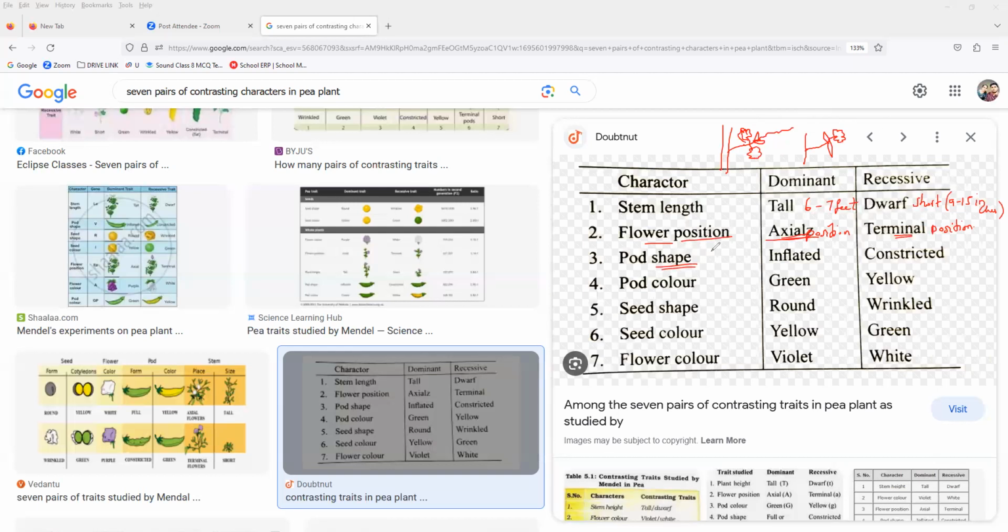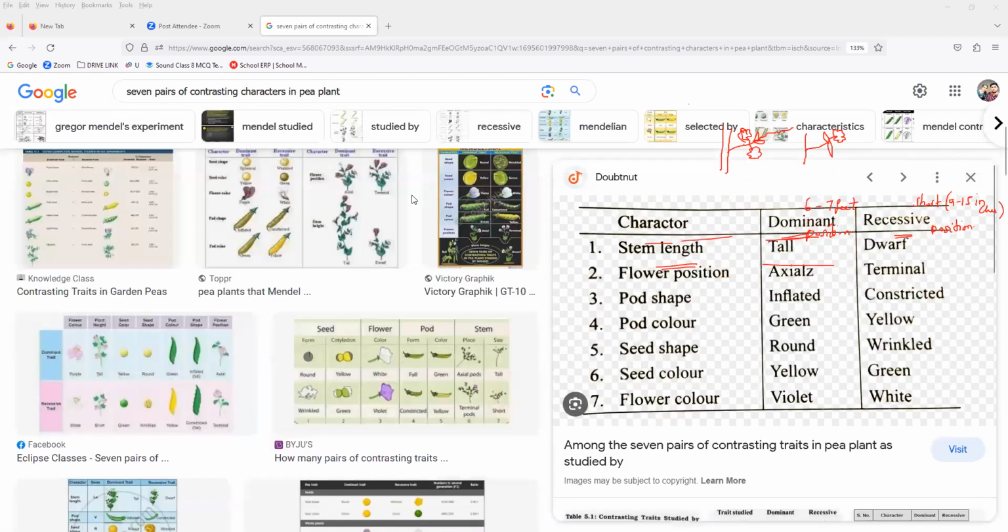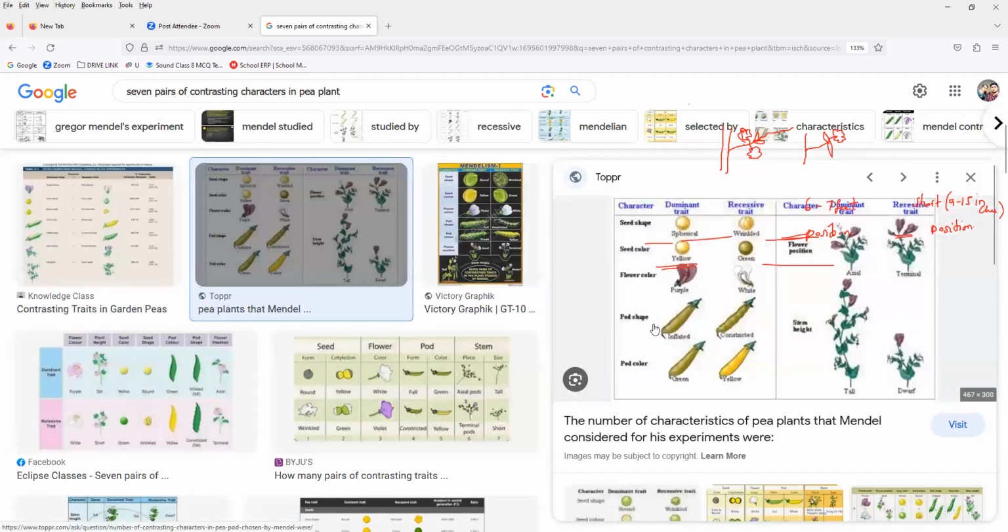Next, pod shape. Pod shape means inflated or constricted. You can notice it. Just a minute. Let me stop this. Yes, you can notice it here. Inflated means plain and bulged, and constricted means pressed. That is the one he chose.